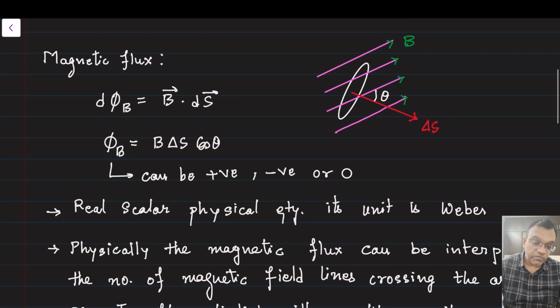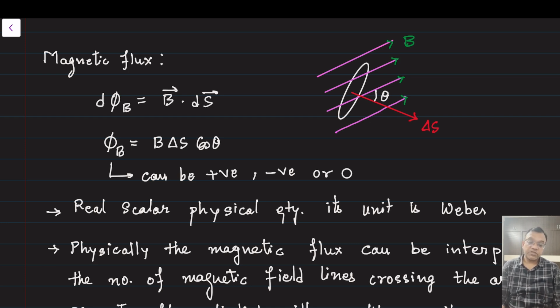As we already know, we have the idea about electric flux. Magnetic flux is also very similar. Electric flux is defined as E dot dS. Magnetic flux is defined as B dot dS. Let us consider a magnetic field in the region like this. You are seeing pink lines, and this surface element has an area vector delta S. The angle between the magnetic field and the area vector is theta.